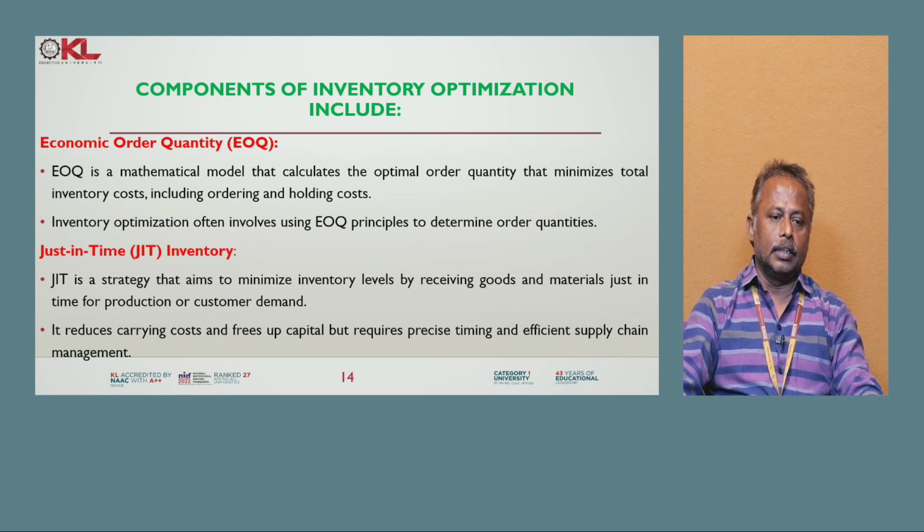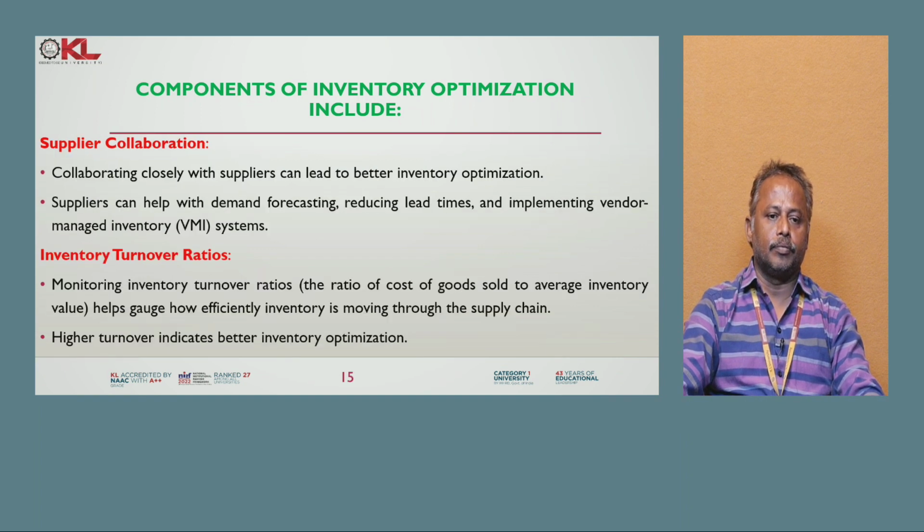Next, just in time inventory. So, just in time inventory is a strategy whose main aim is to minimize the inventory level by receiving goods and materials just in time for production or customer demand. So, just in time reduces the carrying cost and frees up capital, but it requires precise timing and efficient supply chain management.